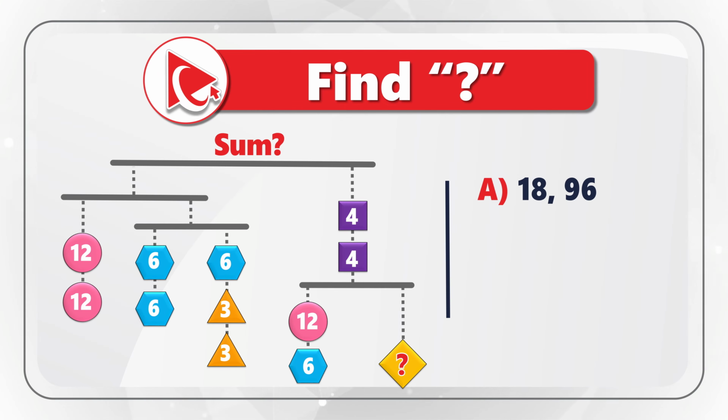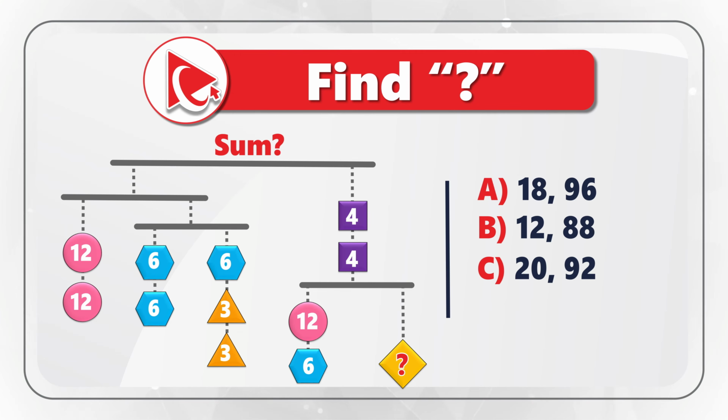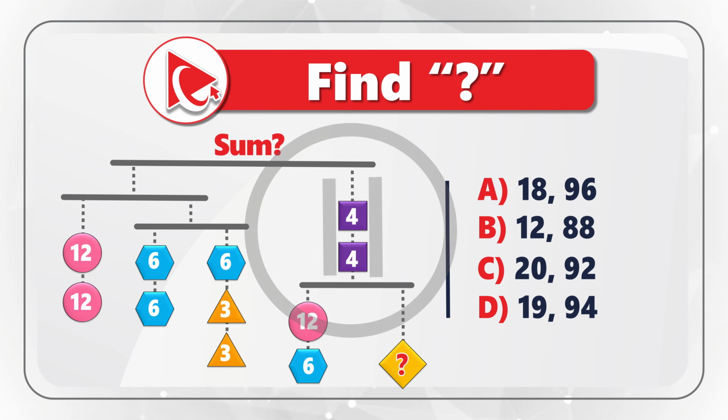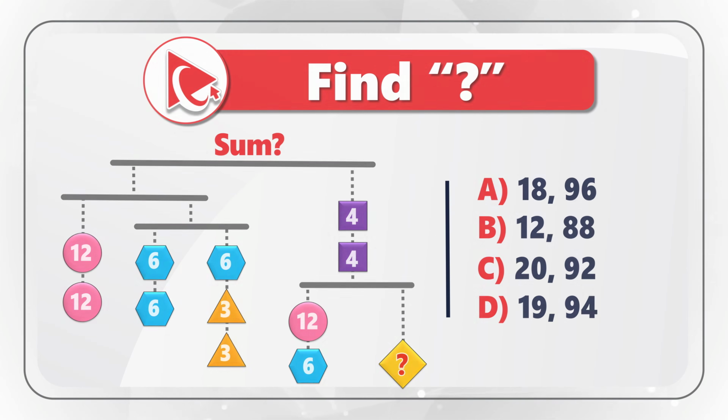And once you're done with your calculations, you need to select out of 4 possible choices. Choice A, values 18 and 96. Choice B, values 12 and 88. Choice C, values 20 and 92. And last but not least, choice D, values 19 and 94. Take a close look, maybe pause this video to see if you can complete the calculations.